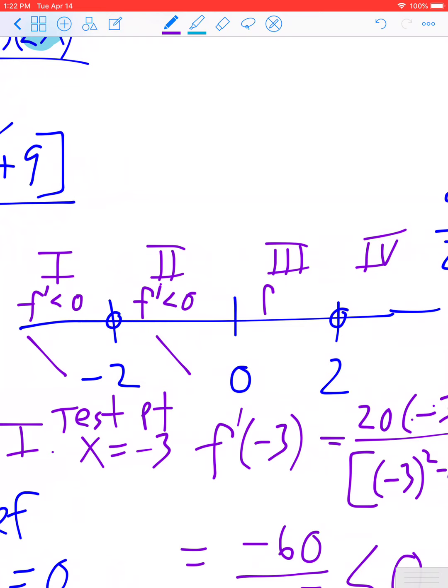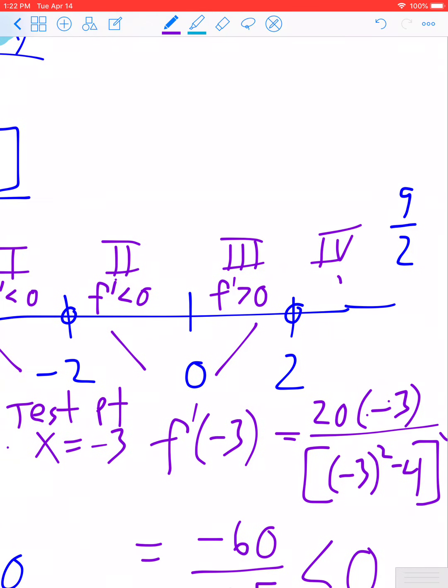In region 3, it's going to be increasing. If you use the test point, for example, x equals 1, plug it into f prime, you should see f prime will be positive. So it's increasing here. And then in region 4, it will again be increasing.